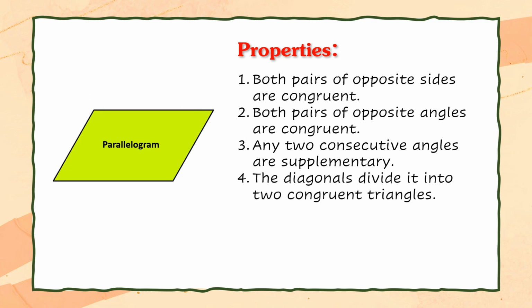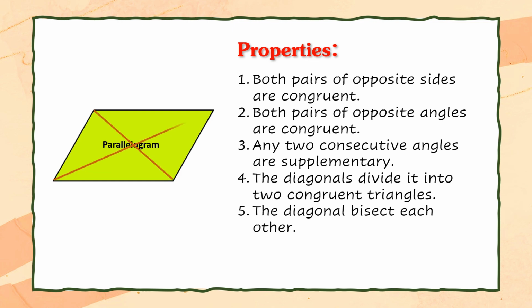Next, number 4, the diagonals divide it into two congruent triangles. It means that if we draw a diagonal, we will divide the parallelogram into two congruent triangles. Same goes with the other diagonal. We will also divide the parallelogram into two congruent triangles. Next property, or the last one, is that the diagonals bisect each other. It means that each diagonal cuts the other into two equal parts.